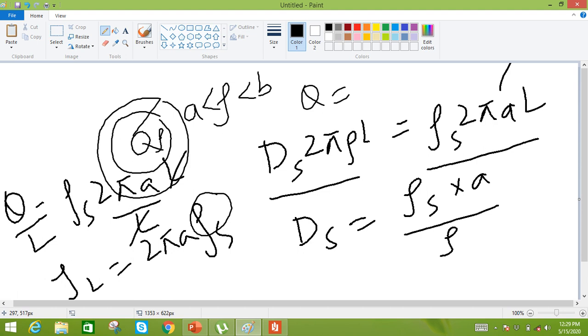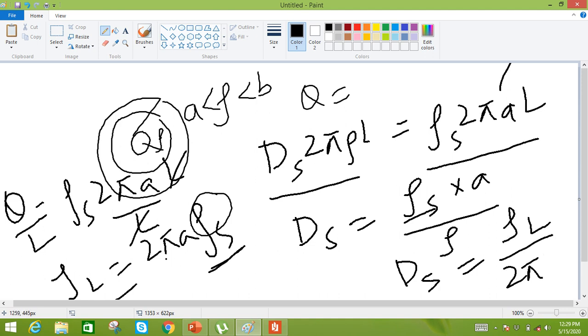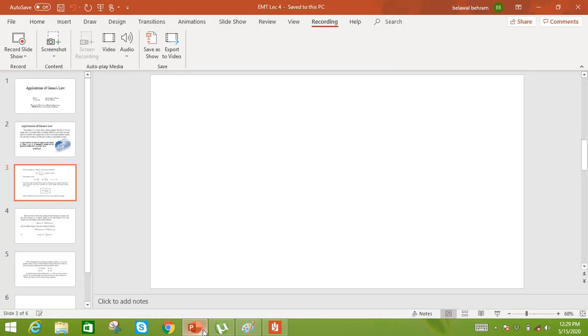So from this equation we can find rho S, and rho S will be equal to rho L divided by 2 pi. When we put this value in place of rho S, rho S will be equal to rho L divided by 2 pi A. So A will cancel out with A, and D S will be equal to rho L divided by 2 pi rho, which is the same result which is written here.